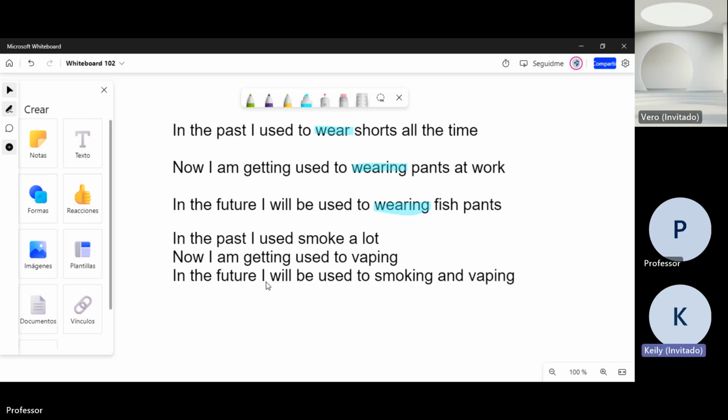In the past, I used to arrive late at school. Now I'm getting used to arriving early at work. In the future, I will be used to always arriving on time. Very good. That's good. Well done, Kaylee. What about you, Beto?